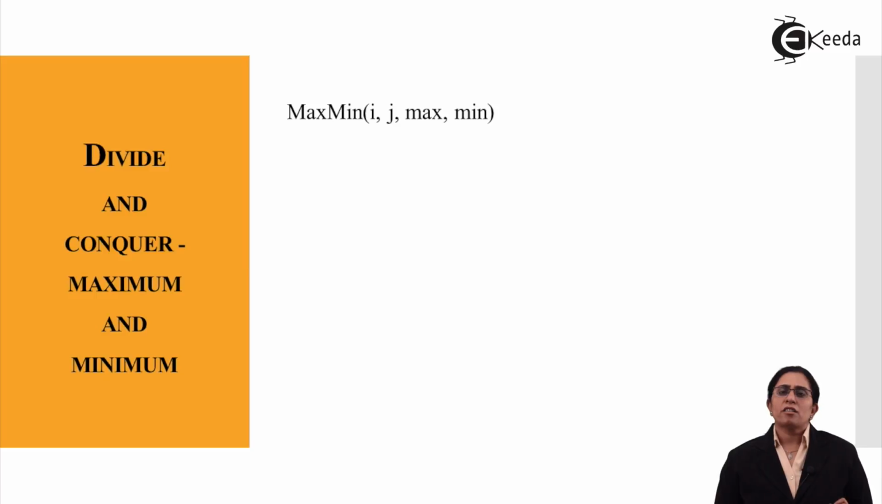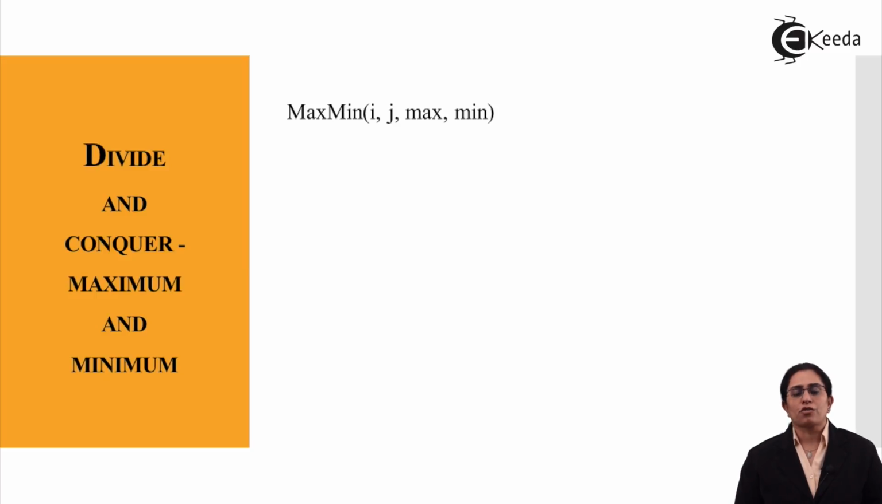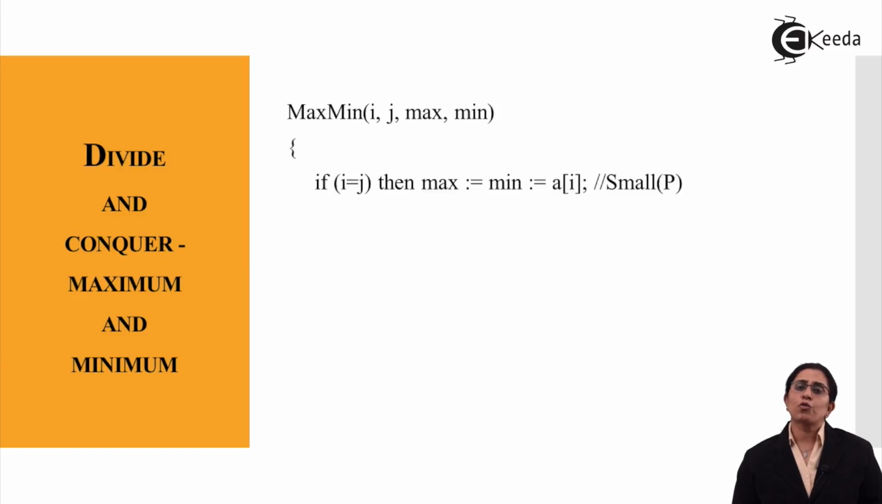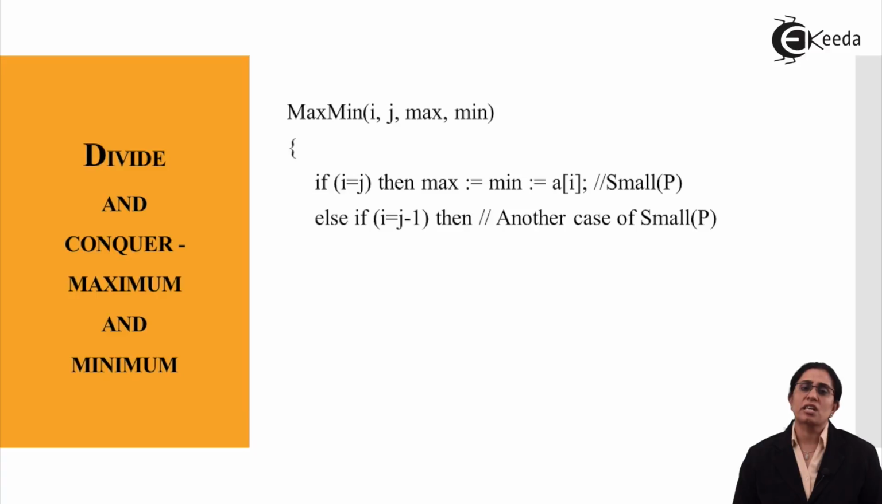Now we see a simple divide and conquer function, MaxMin(i, j, max, min). The same function we've written to find out recursively, using the divide and conquer strategy, the maximum and minimum from the array list. Let's start. If i is equal to j, then max is equal to min is equal to a[i]. That is, the first element of my list is assigned to min and max, and my function has to be closed there because there is only a single element in the array.